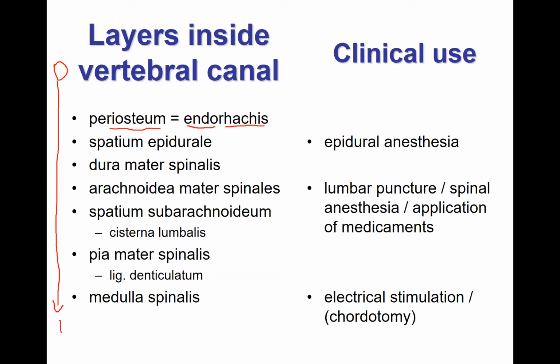Endo means inside, and rachos is vertebral column in Greek. Rachitis is an inflammation of the vertebral column, mainly of the soft tissues of the vertebral column. So endorachis is the periosteum. Then you have the epidural space. The epidural space does not exist in the brain.